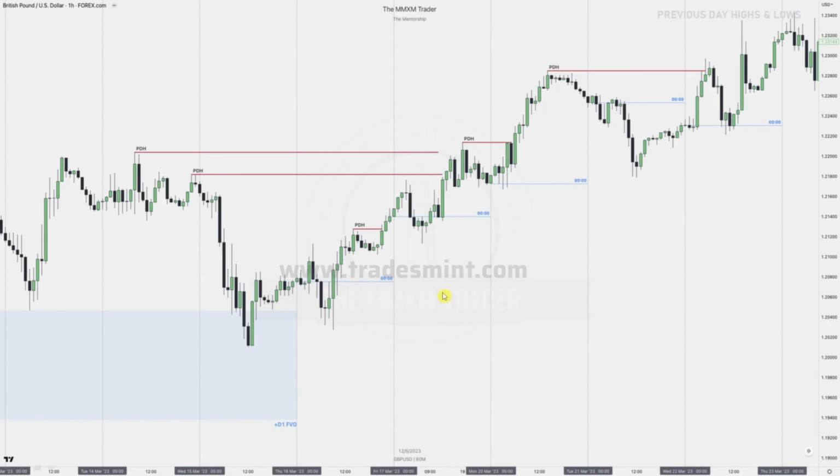So I would say the most essential things to have on your chart is that vertical line to separate the days from 12 a.m. New York time. Draw out that New York midnight price line, and also previous daily highs and previous daily lows, as those are the easiest liquidity pools in the market.